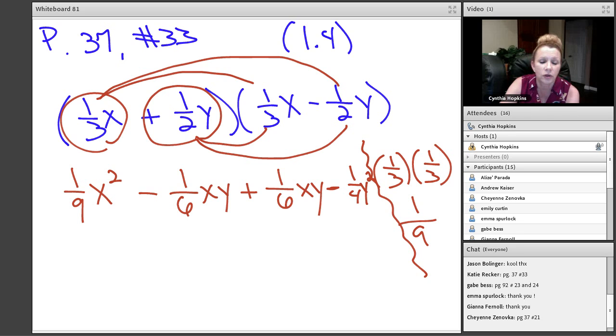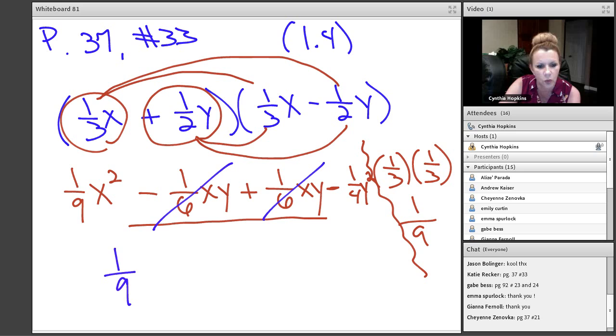Okay, so look at my 2 middle terms. They are like terms, made much easier to see that they are like terms by putting xy and then xy, but one of them is positive 1/6 xy and the other one's negative, so they cancel out. That always happens with conjugates. Okay, all right, so my final answer is 1/9 x squared minus 1/4 y squared.